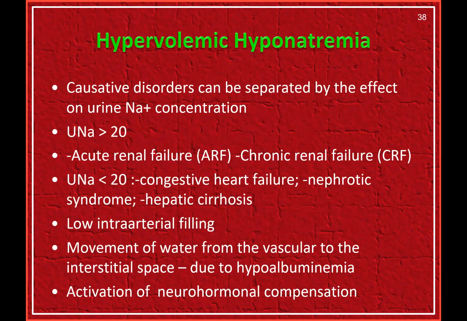Then we go to hypervolemic hyponatremia. The causative disorders can be separated by the effect on urine sodium concentration. Is the urine sodium concentration more than 20 or less than 20? If it is more than 20, is it ARF or acute kidney injury, or CRF or CKD? If the urine sodium concentration is less than 20, that means there is retention of sodium as well as water due to congestive heart failure, nephrotic syndrome or hepatic cirrhosis, or low intra-arterial filling, movement of water from the vascular to the interstitial space.